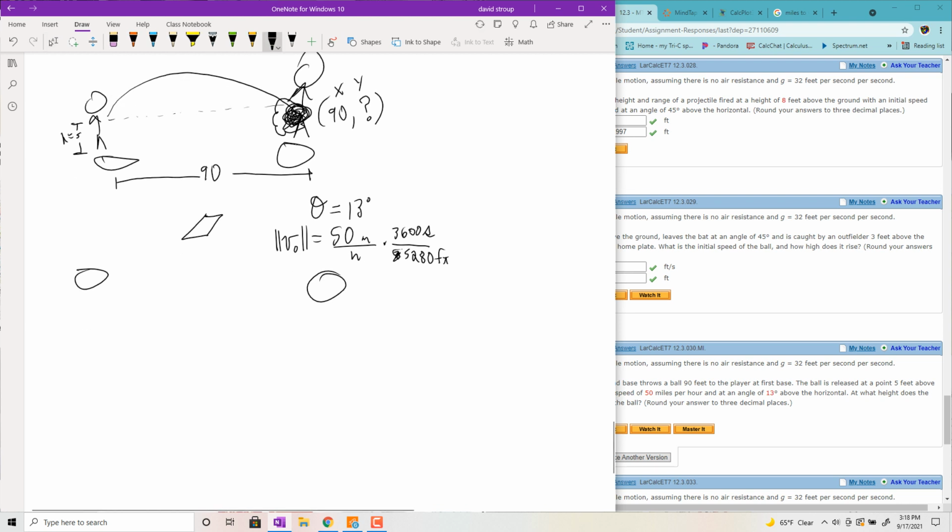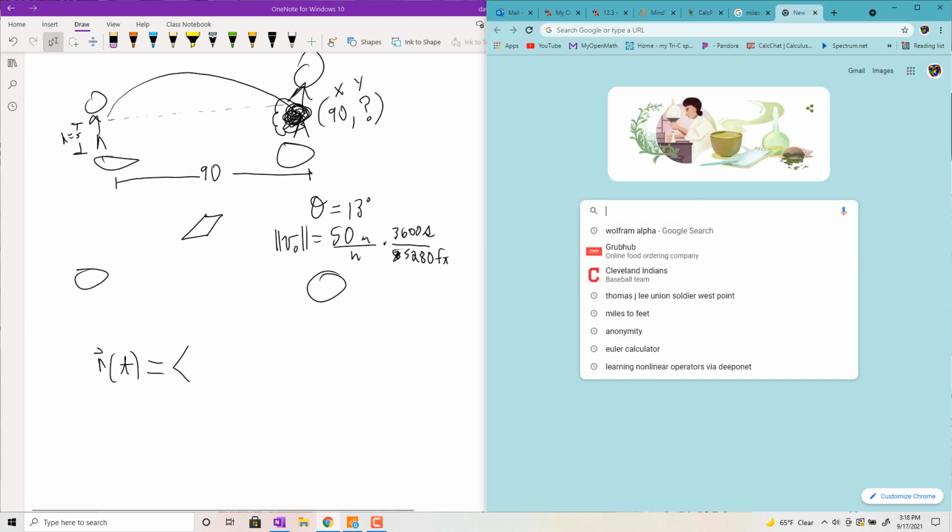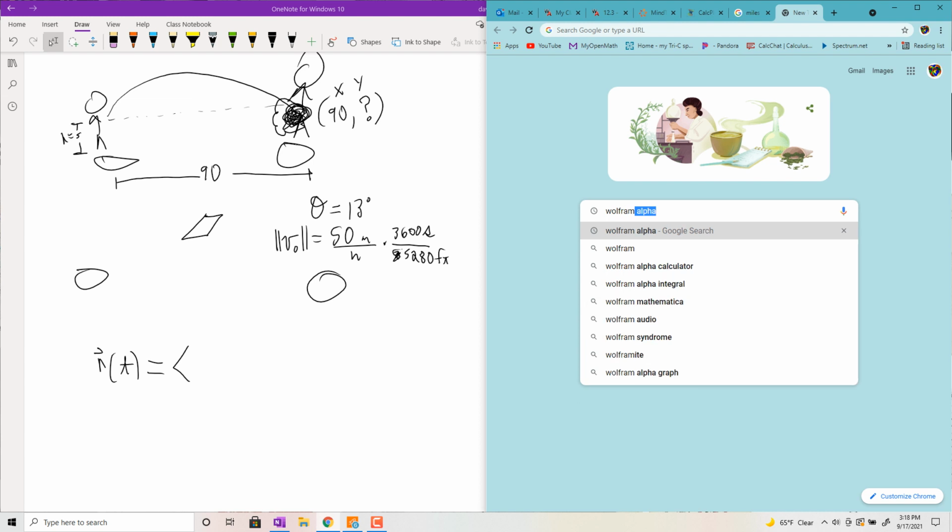All right, so I could set up my projectile motion vector valued function here, just from this knowledge. So I'm plugging in the magnitude of v sub 0. Let me figure what that is. I've got one calculator that'll do fractions for me, so I'll get that out. What do we have? 50 times 3,600. Really? I'm just going to Wolframize it. Wolfram Alpha.